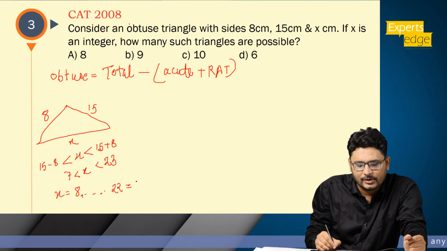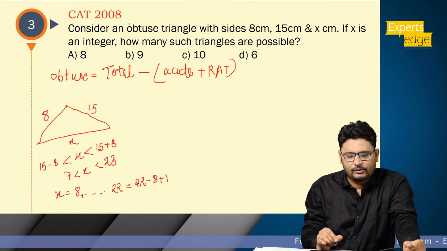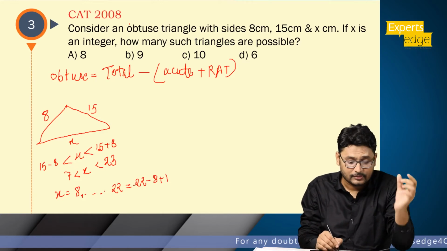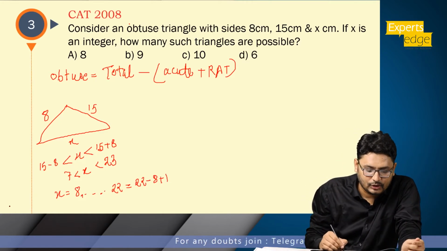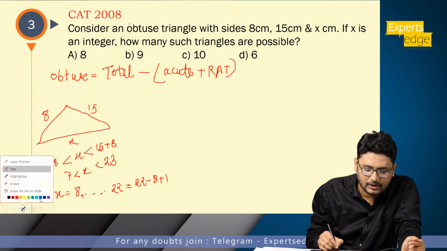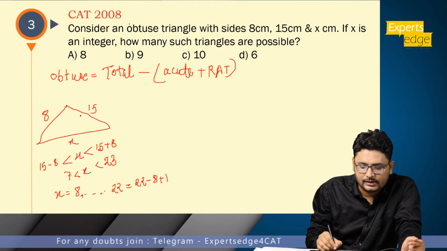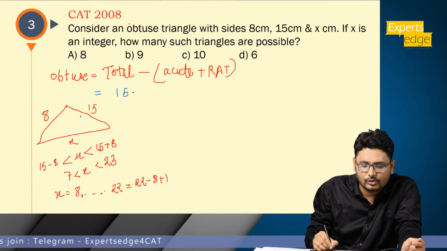So total values will be how many? 22 minus 8 plus 1. So that is 22 minus 8 is 14, 14 plus 1 is 15. So 15 are my total triangles. So okay, we got the first part of it. So the total number of triangles here is 15. Okay, but I don't want total.